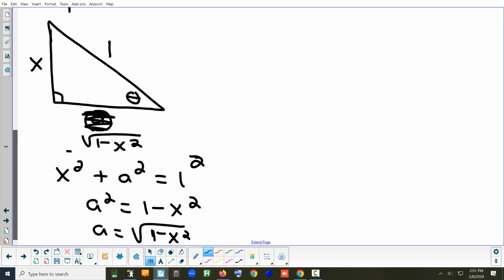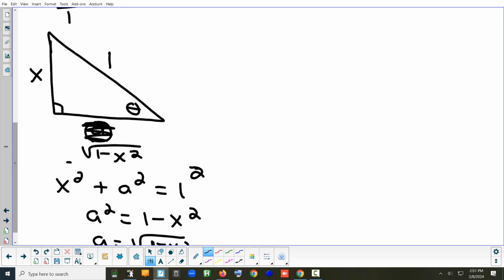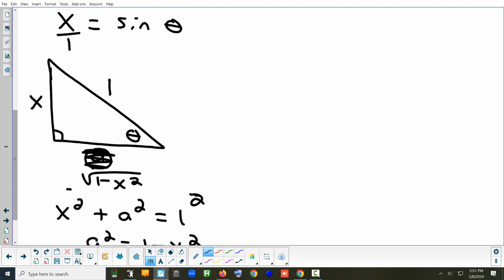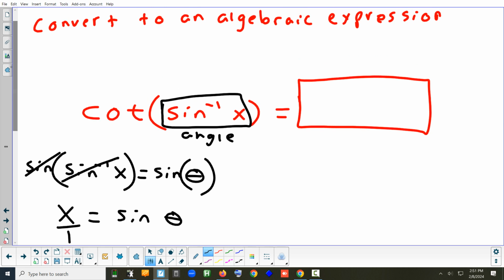And what are we finding? Cotangent, which is adjacent over opposite. What side is adjacent here? The square root of 1 minus x squared. And the opposite is x. So the formula for the cotangent of the inverse sine is the square root of 1 minus x squared over x.